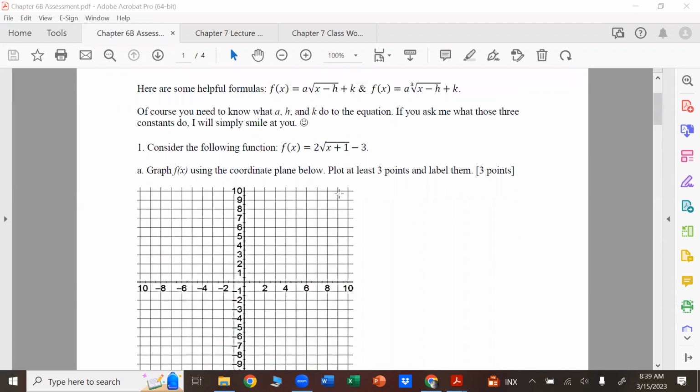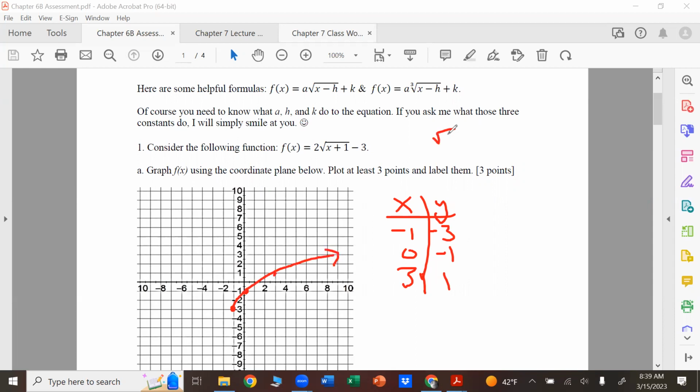Really quickly, for this problem, it's obviously shifting 1 left and 3 down. So you're going to be starting it right at (-1, -3). And if you make a little table, when I plug in -1, I get -3. If I plug in 0, you should get -1. And if I plug in 3, because 3 plus 1 is 4, and I can square root that, that should get you 1. And there's your curve. So really simple.